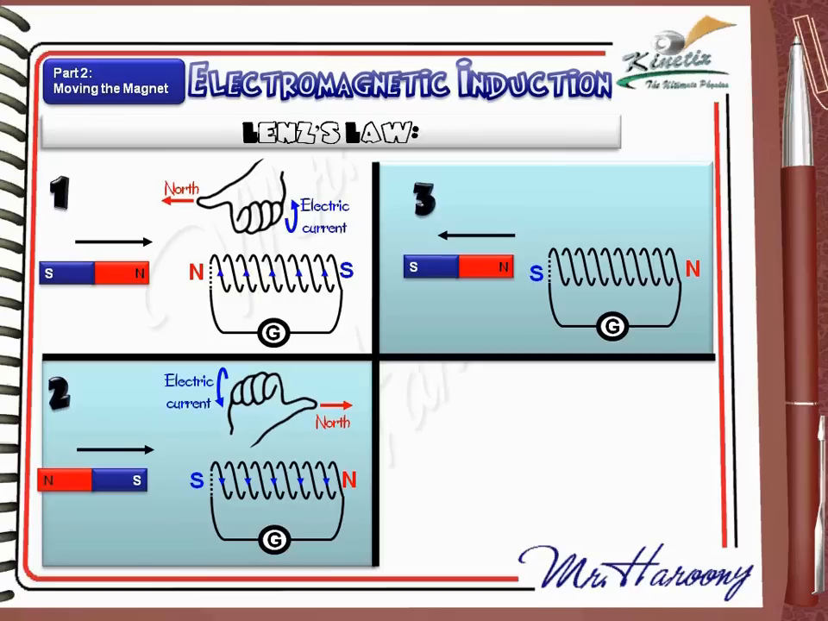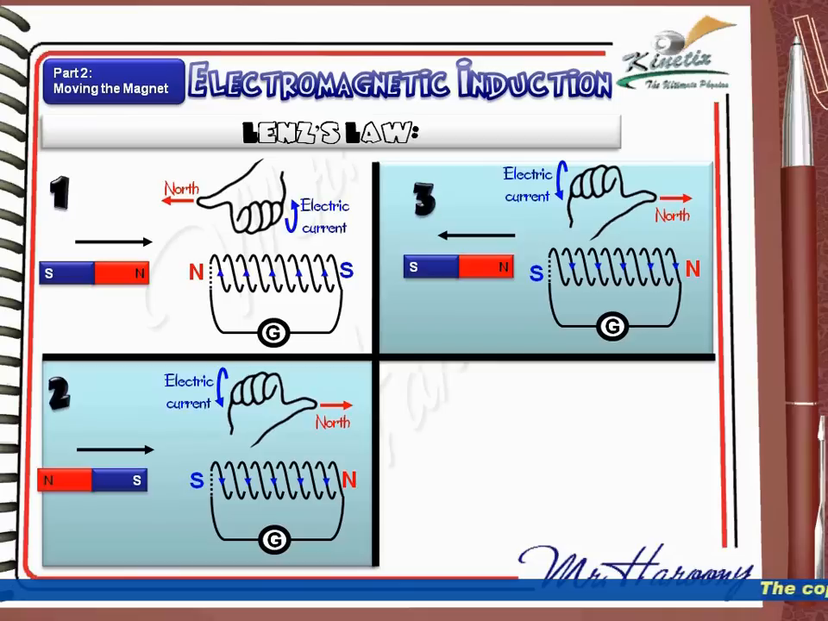With the aid of the right hand grip rule, the current will be in the direction shown by the right hand fingers when the thumb points with the north.